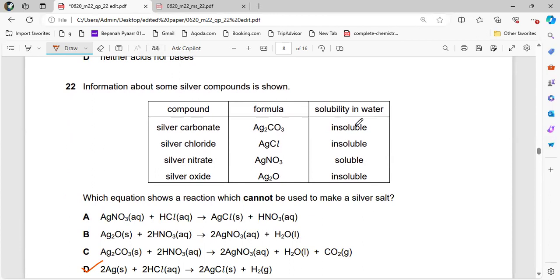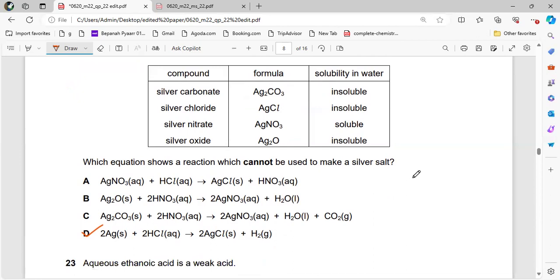Information about some silver compounds is shown in the table. Okay. They have given the formula also, and whether they are soluble or insoluble in water is also given. Which equation shows a reaction which cannot be used to make a silver salt? Now in this case, one thing you have to keep in mind is that silver as a metal does not directly react with acids. If you see the reactivity series, silver is at the bottom. So copper and silver do not directly react with acids. They can react in the form of a compound.